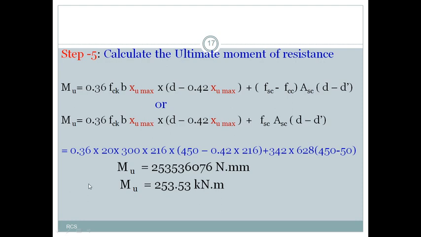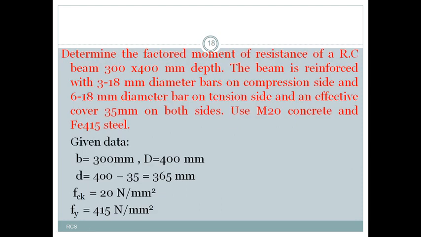Right. So we'll see the next variety of problem, that is determine the factored moment of resistance of a reinforced concrete beam of size 300 by 400 mm depth. See, in previous problem he has mentioned that is effective depth, but he never mentioned anything here.